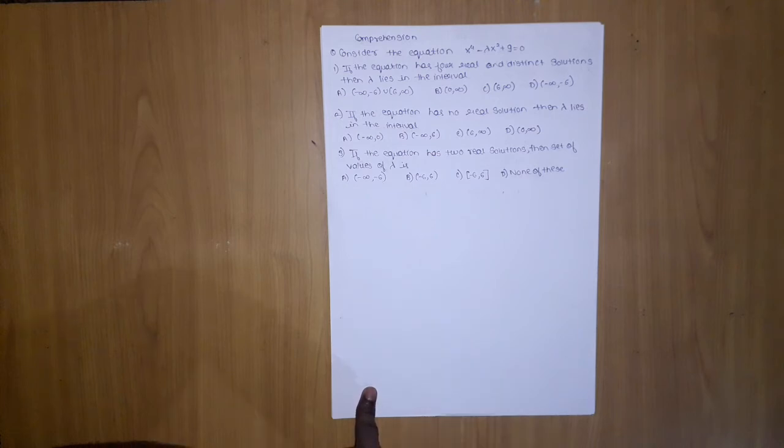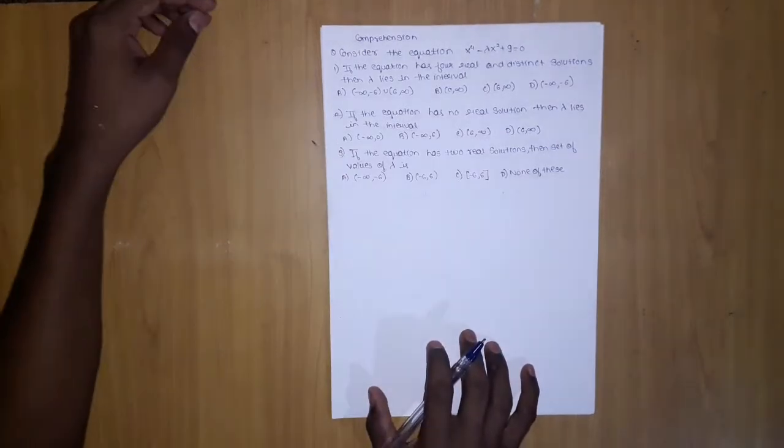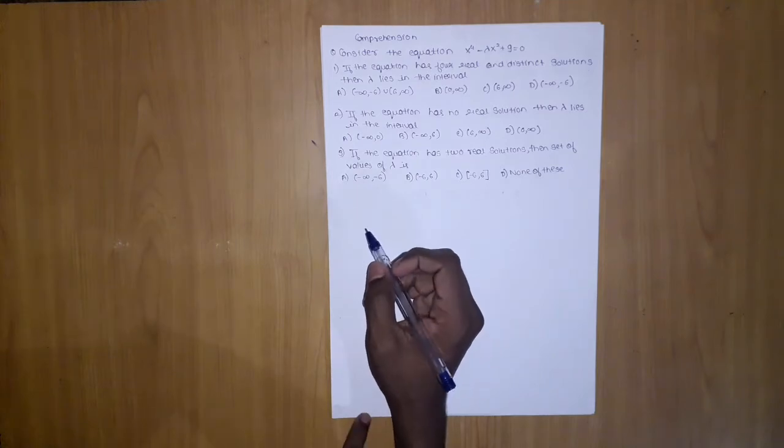Consider the equation x raised to 4 minus lambda x square plus 9 equal to 0. First question: if the equation has four real and distinct solutions, then lambda lies in the interval. Okay, it is x raised to power 4, biquadratic, so it will have four roots. We need to find that. So how can we proceed now?